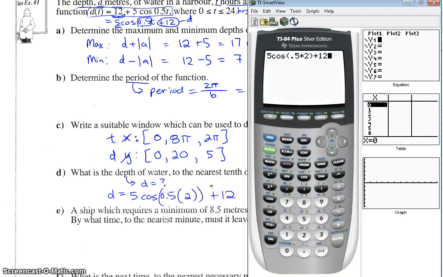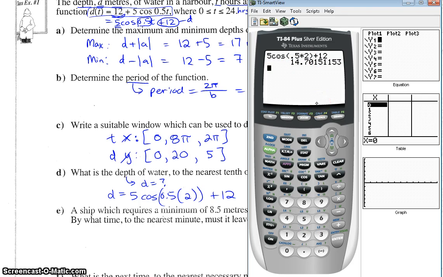Pause your video. Okay, so we'll put that in our graphing calculator, hit enter. Now if you're not getting 14.7 like I did, chances are you're probably in the wrong mode, you're in degree mode. Maybe you have a bracket issue, make sure both 0.5 and 2 are inside the brackets of cos. Okay, so we're getting 14.7. Our min and our max were 7 and 17, so that's seeming reasonable. And they want to the nearest tenth of a meter, so your answer would be 14.7 meters.